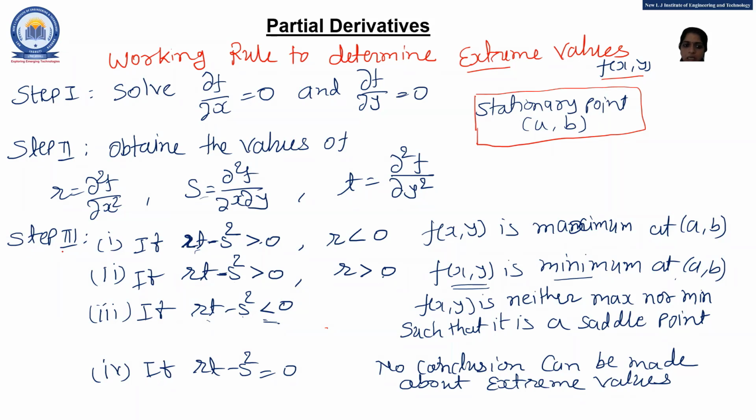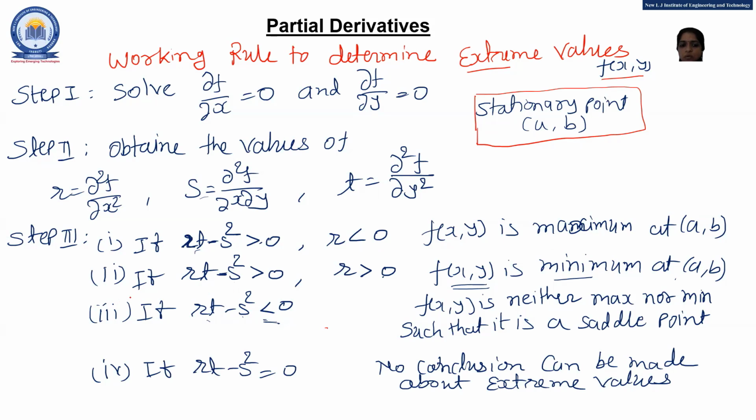And step 3, with the help of step 1 and step 2. With the help of step 1, we found the stationary point, that is (a, b). With the help of step 2, we found the values of R, S and T. So we have to substitute the stationary point (a, b) in R, S and T. We find RT minus S square. If RT minus S square is greater than 0, it means if RT minus S square is positive and R is negative, at that time our function is maximum.